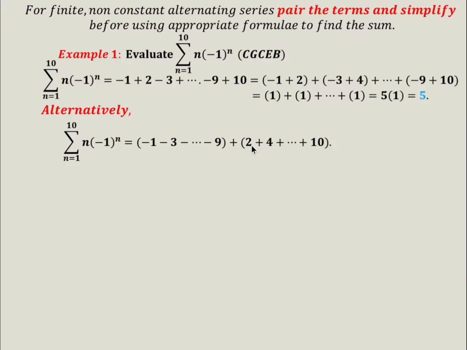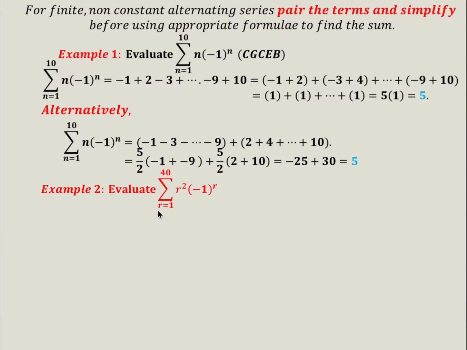And in the second group, there are 5 terms, with the first term 2 and the last term 10. So we can apply to each of the groups the sum of the first n terms of an arithmetic series. So we'll have the number of terms in this first group, which is 5/2, into the first term, which is -1, plus the last term, which is -9, plus the sum of the next series, which is also an arithmetic series. The number of terms being 5, we have 5/2 into the first term 2 plus the last term 10, and that gives -25 plus 30, giving again 5, the result we had above.